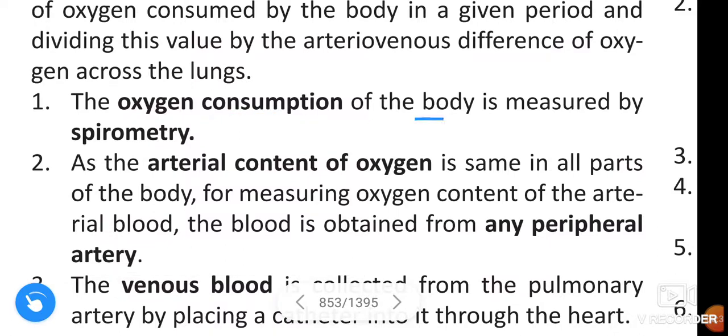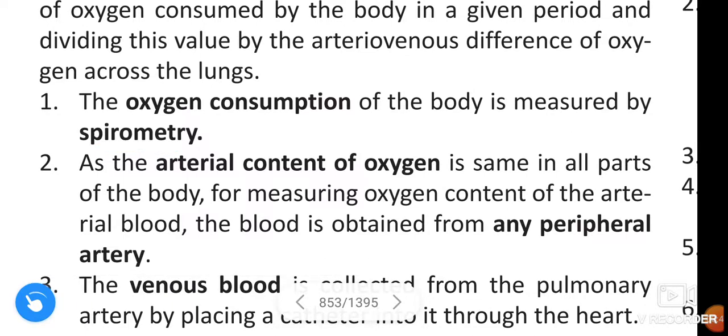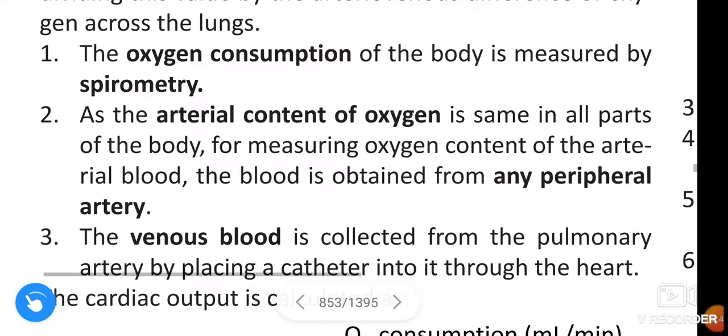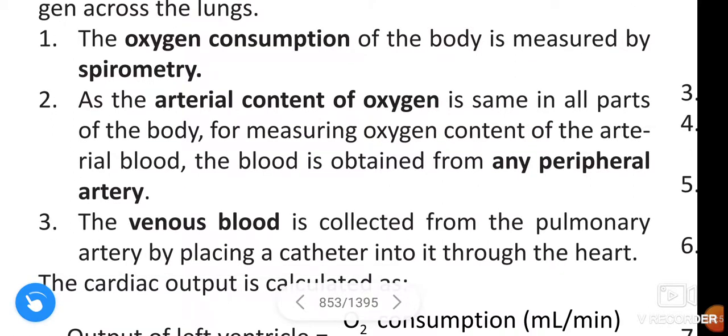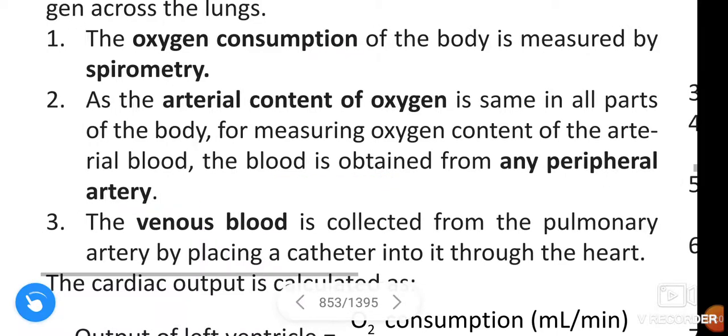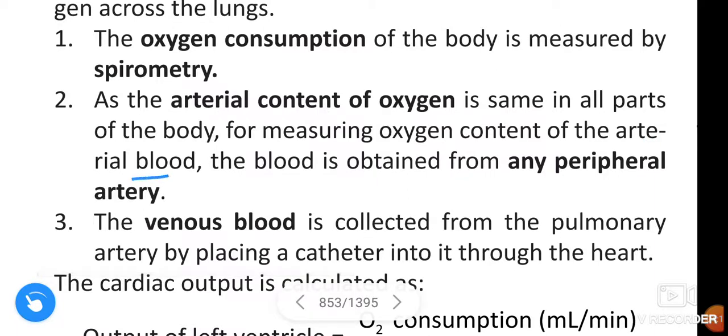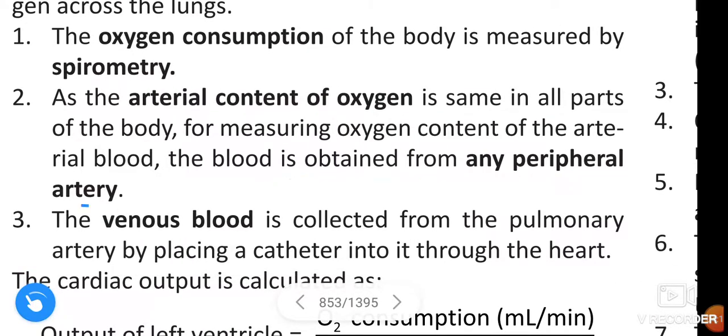Oxygen consumption of the body is measured by spirometry. As the arterial content of oxygen is the same in all parts of the body, for measuring oxygen content, arterial blood is obtained from any peripheral artery.